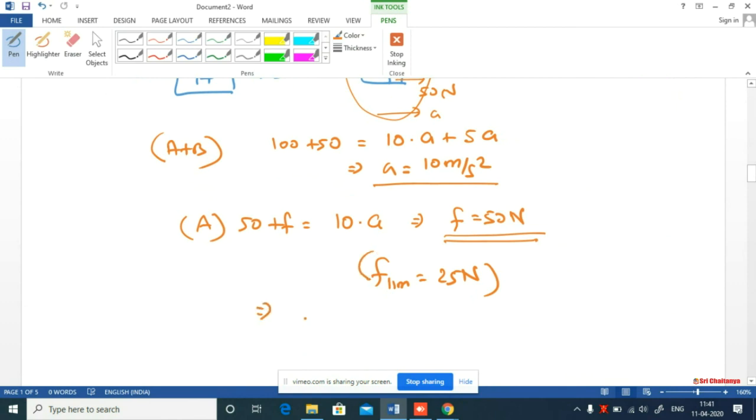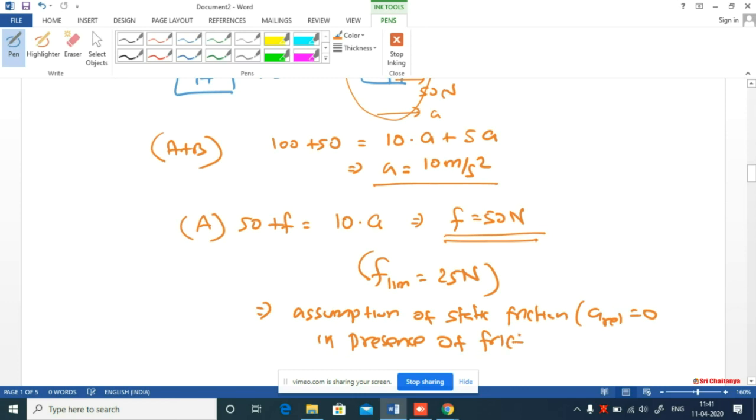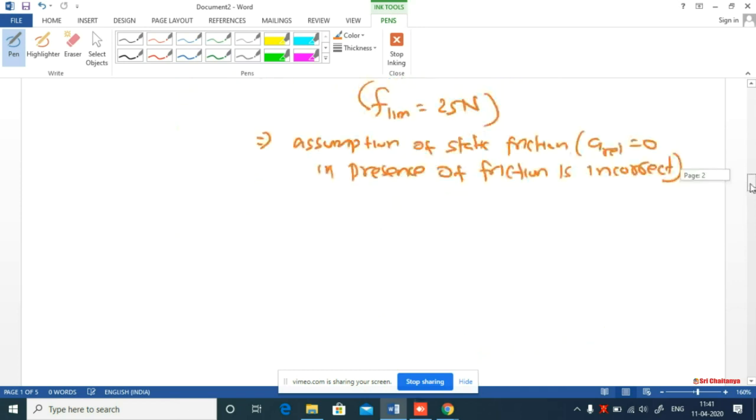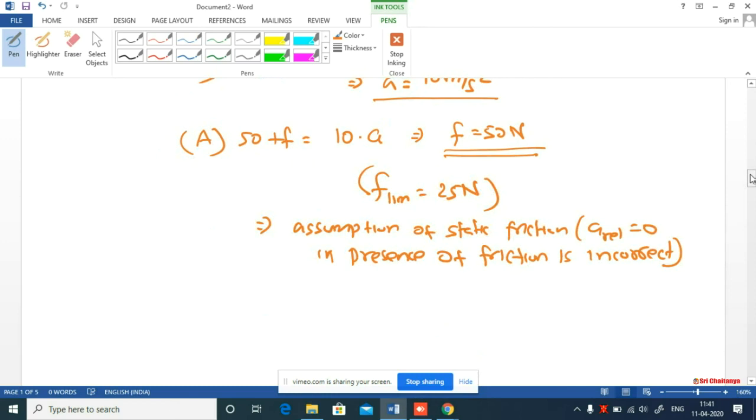This implies the assumption of static friction, or a relative equal to 0 in presence of friction, is incorrect. Right. So the friction cannot be static because a relative cannot be ensured 0. You must understand that a relative is non-zero. It means the next moment v relative would become non-zero.